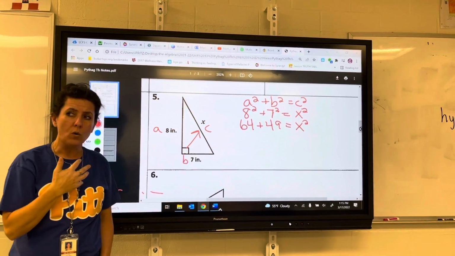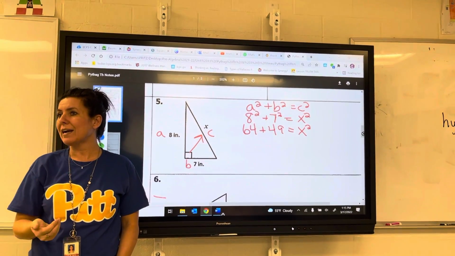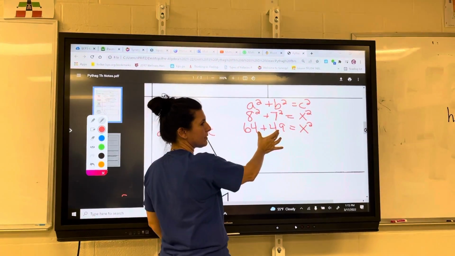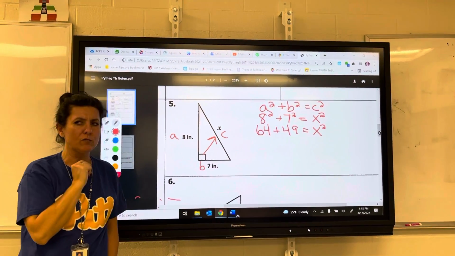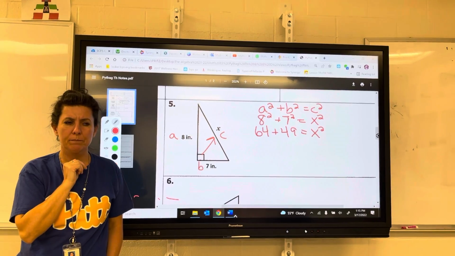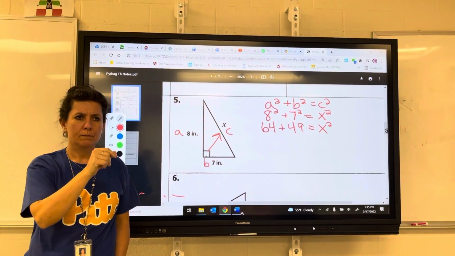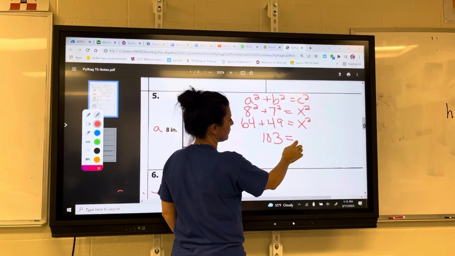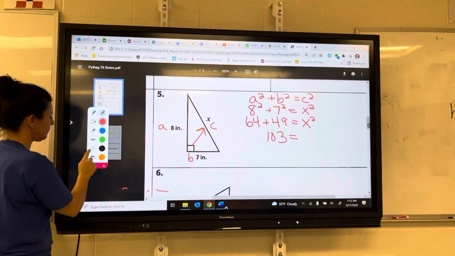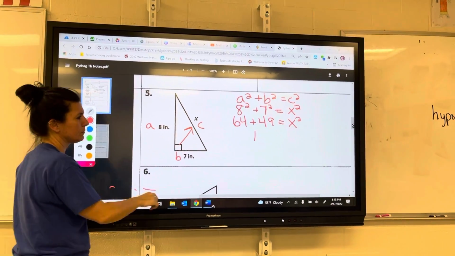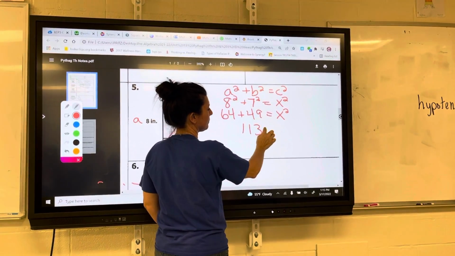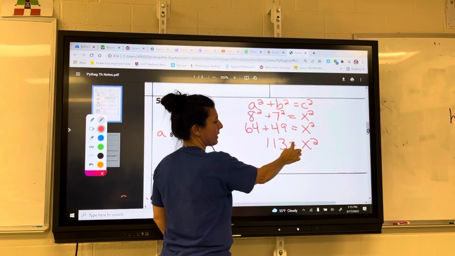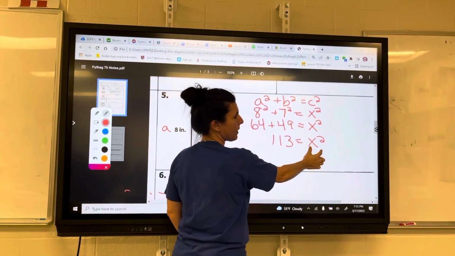Remember, my goal is to solve for x. We want to know what x is. So in order to get to that point, we have to simplify on this side. So what's 64 plus 49? What does that give me? 113. Yeah. So again, I added, I got 113. I brought my equal sign down. I brought down my x squared.